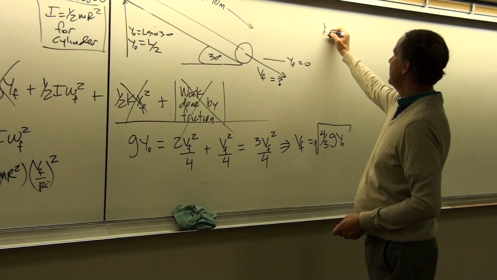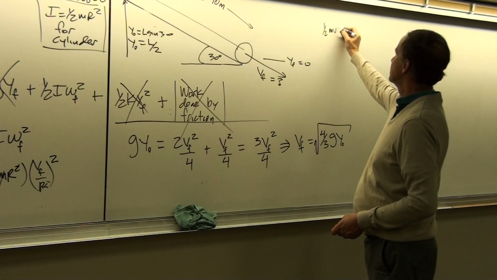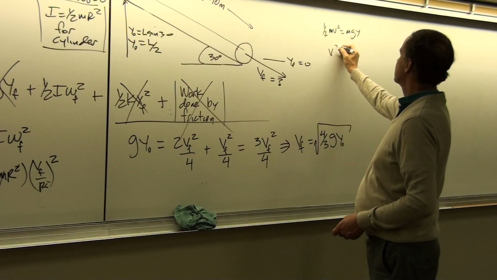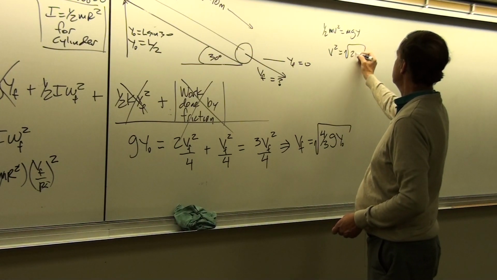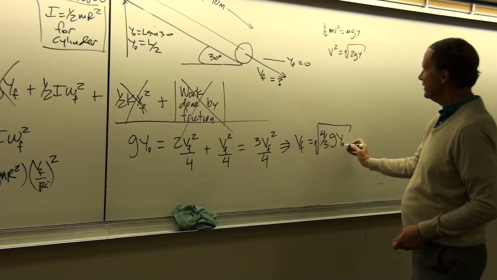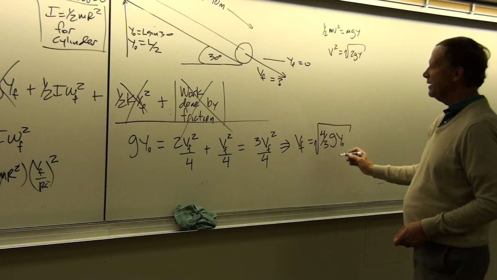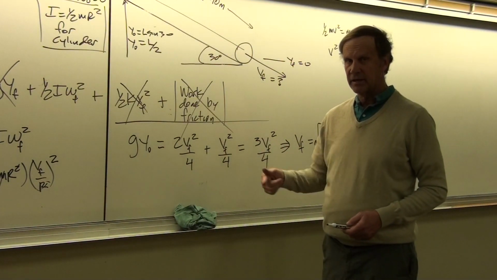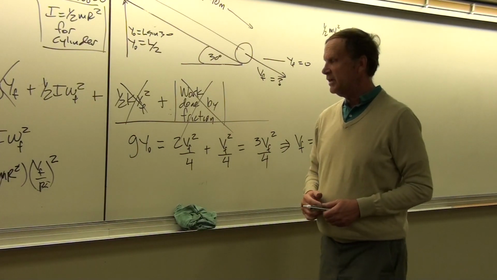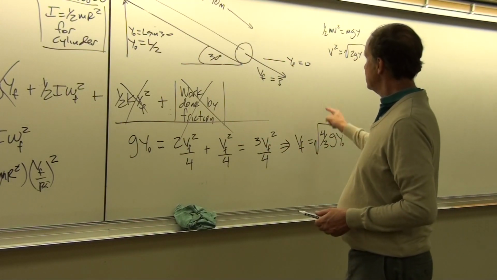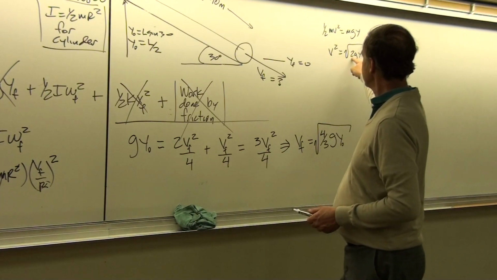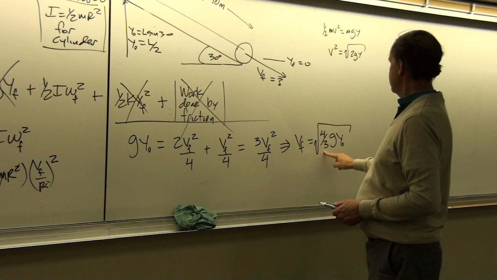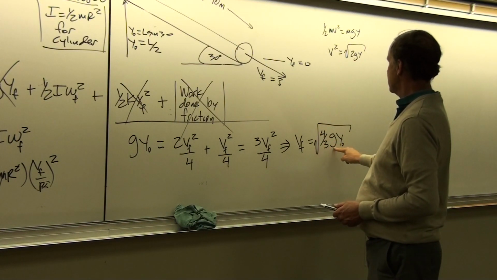Well, if we just had 1/2 mv squared equals mgy, then v would be the square root of 2gy. So here you see that it's a little smaller than that because some of the energy had to be invested in rotational kinetic energy. And so because of that, the center of mass kinetic energy didn't get quite as much. And so it differs by a factor of the square root of 2 times gy to the square root of 4/3 times gy.